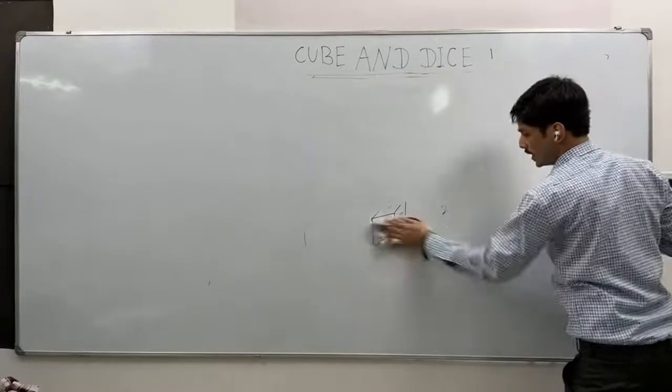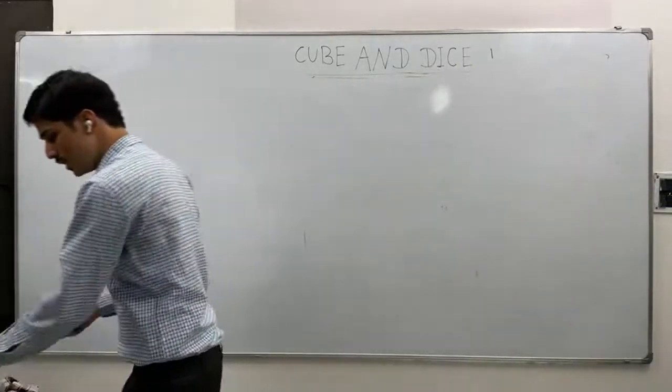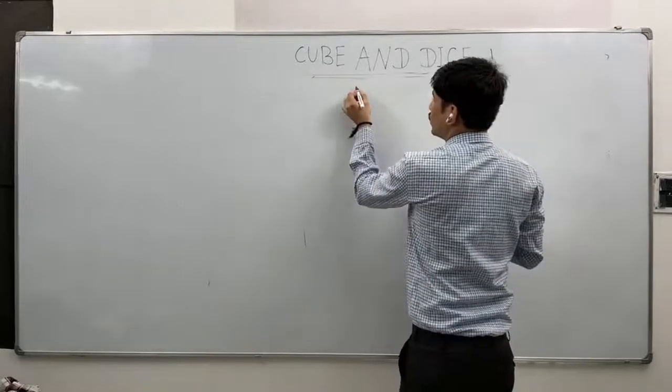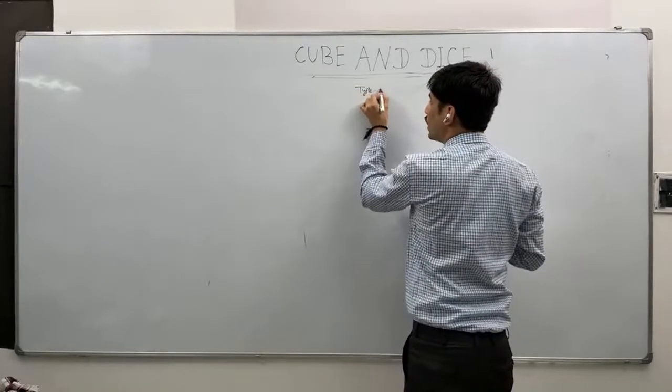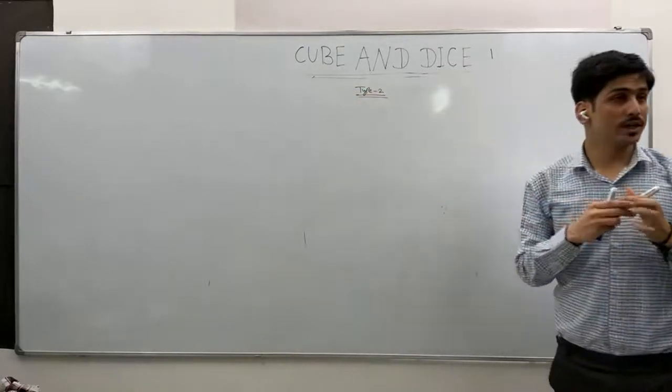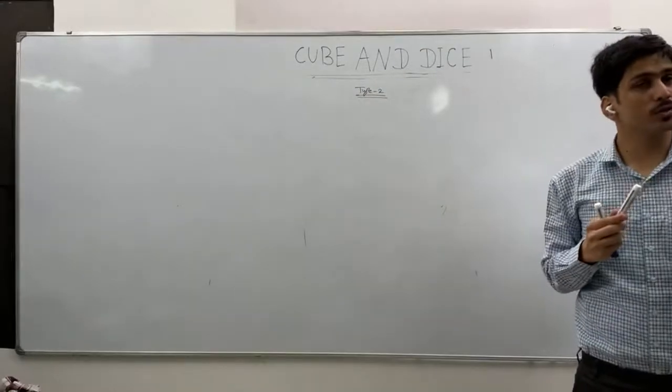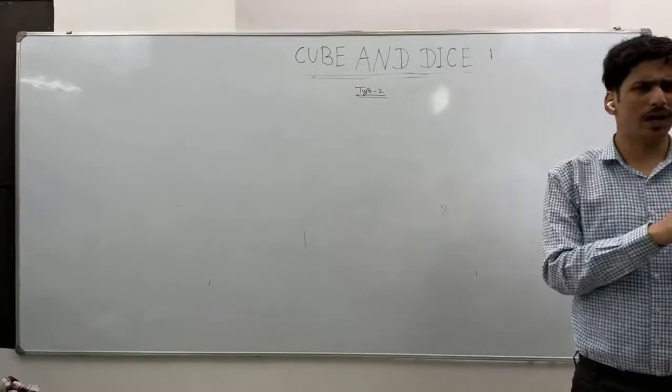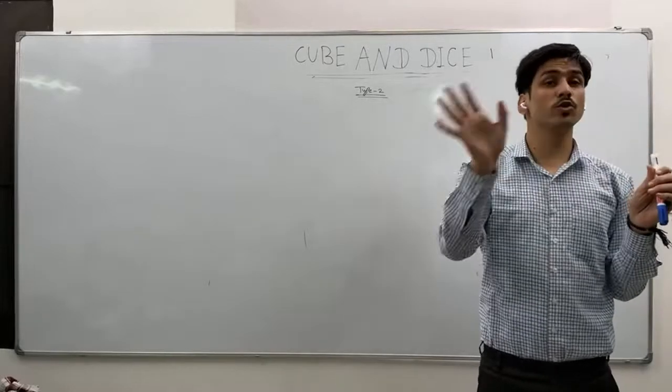You will be given the 2 dice. First one is fairly simple. Now we'll see type 2. Type 2, there are 3 possibilities. Let's say if I am showing the 2 sides, there is a possibility that no number is common between the 2 sides.